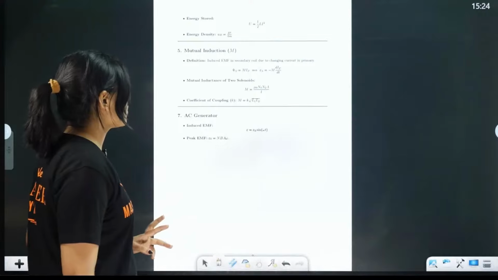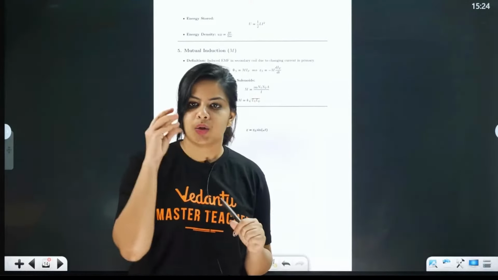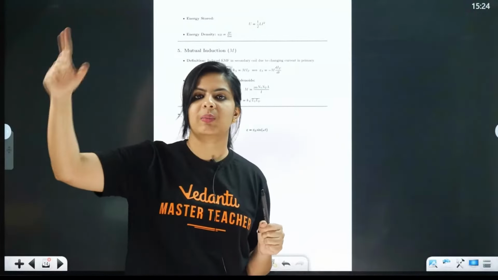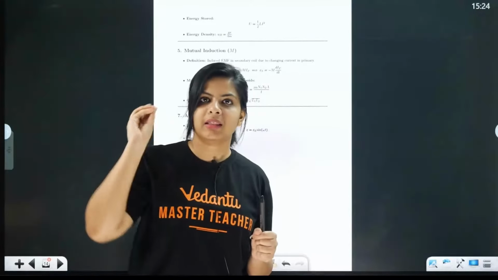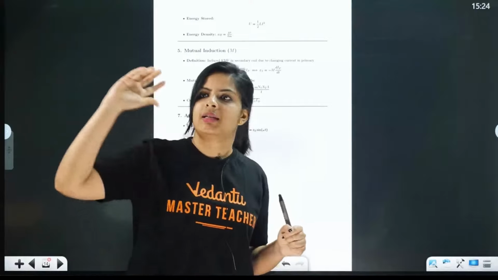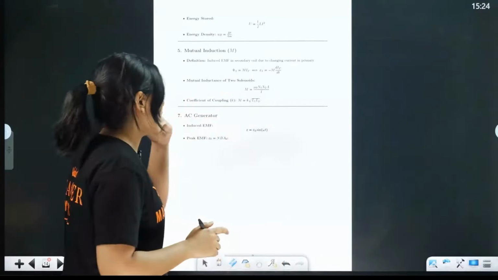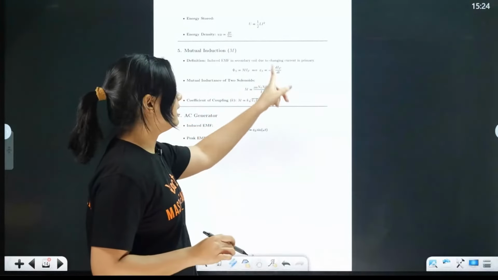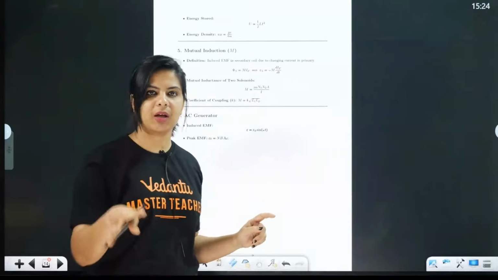Next, mutual induction is nothing but current passing through one coil, and due to the current flow there will be a magnetic field, and because of the magnetic field there will be a flux change happening in the secondary coil. So one coil has current flowing, and in the second coil induced EMF is generated; that process is mutual induction. The expression is induced EMF equal to minus M dIp divided by dt, where Ip is the current in the primary circuit.